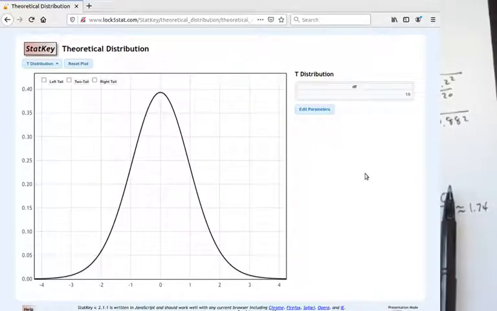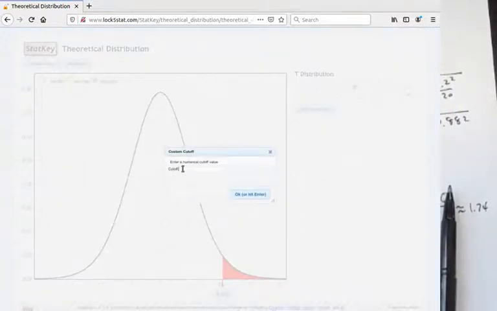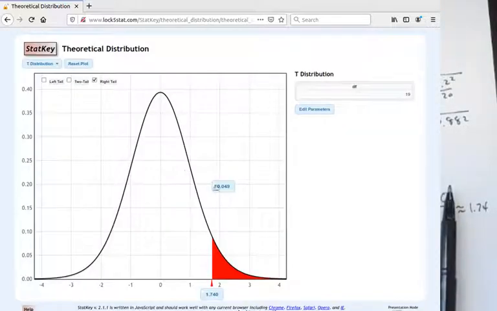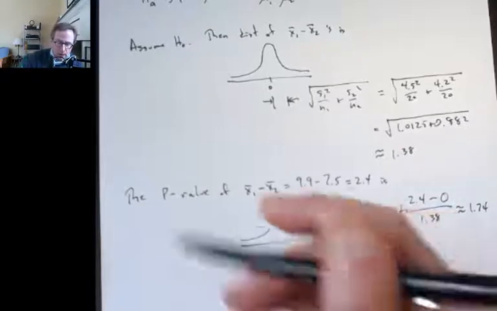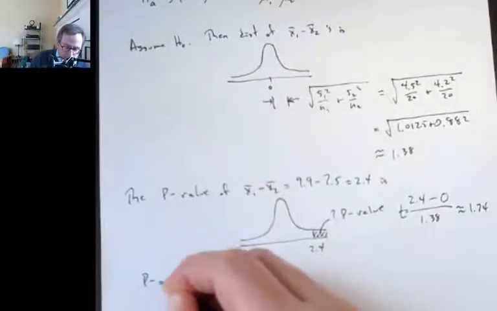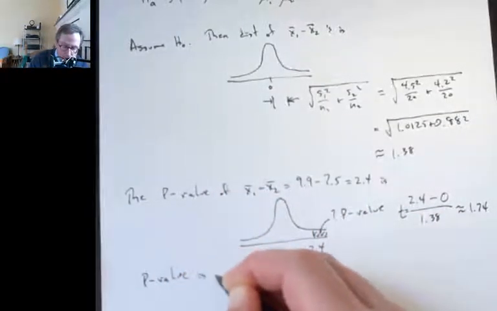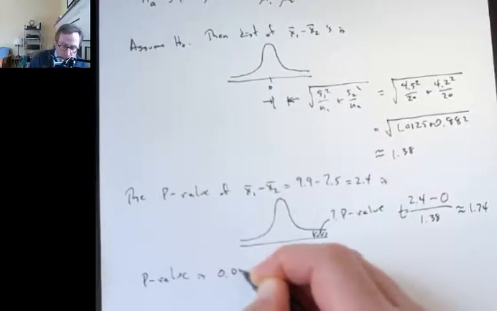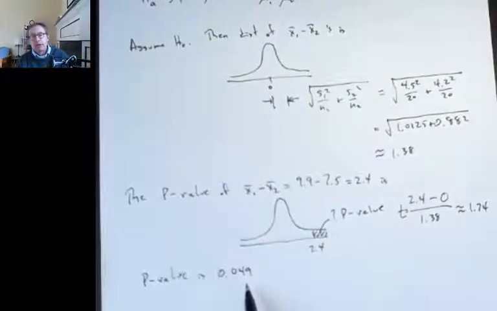All right, so here we go. 1.74, and I've got just a hair under 5%. The tiniest bit under 5%, 0.049. So coming back, the p-value is 0.049. That's under 5%, but just barely.